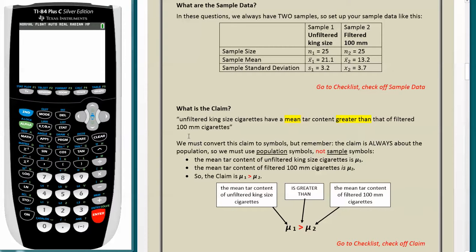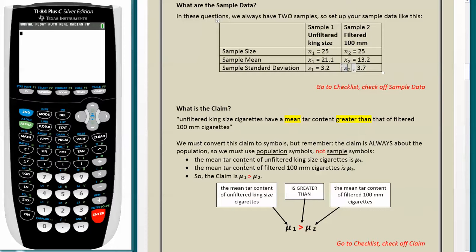Now, what is the claim? If we go back and look at the problem, the claim is that unfiltered king-size cigarettes have a mean tar content greater than that of filtered 100 millimeter cigarettes. We must convert this claim to symbols, but remember, the claim is always about the population, so we must use population symbols, not sample symbols. Remember, these are all sample symbols. I just realized, by the way, I had a little mistake here. That s that you see there said x a minute ago, and that wasn't right. So this is s for standard deviation.